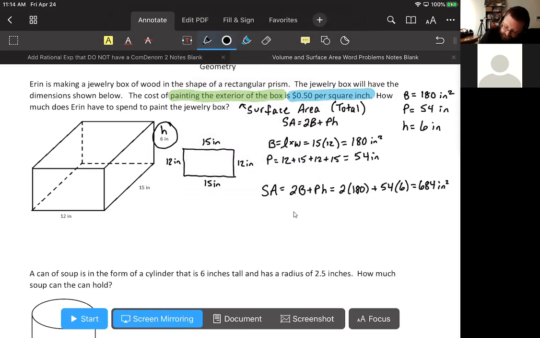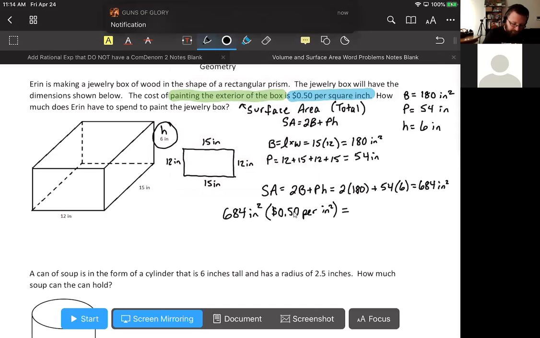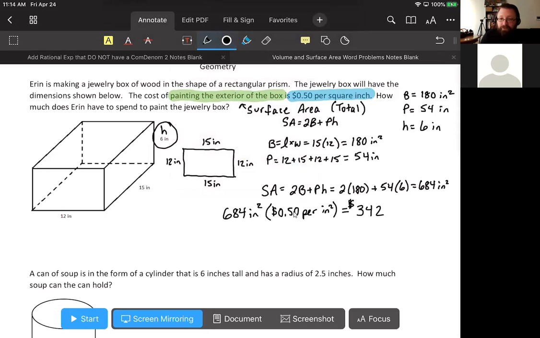We are going to take 684 square inches, and we are going to multiply that by 50 cents per square inch. And what that will do is give us the total cost in dollars to paint this jewelry box. Then we have to answer with a sentence. So we say Erin has to spend $342 to paint that jewelry box.